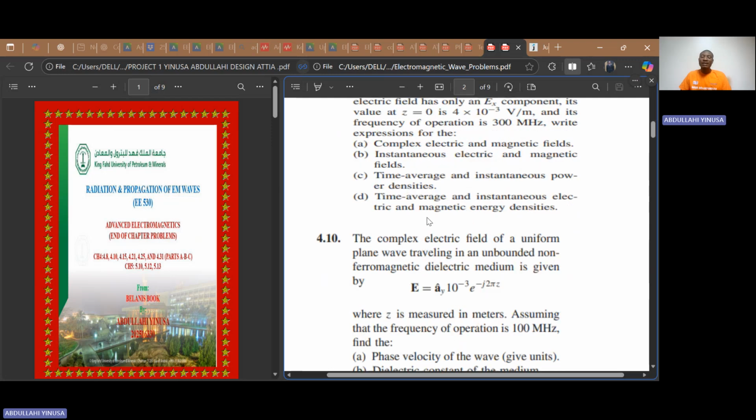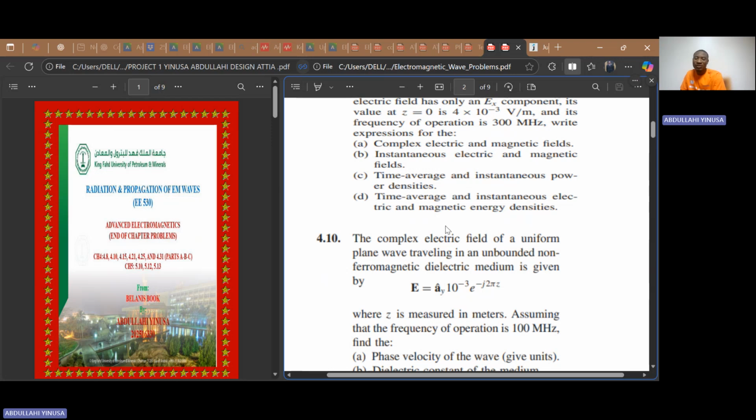So now going to number D, they ask us to find the time average and instantaneous electric and magnetic energy density. Time average electric energy density is 1 over 4 times epsilon naught E square. This is synonymous to the energy in a capacitor, which is half CV square, where C is like the constitutive parameter epsilon naught, and V is like E in this case.